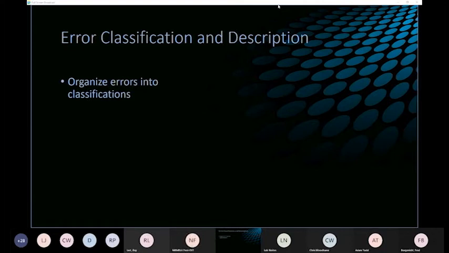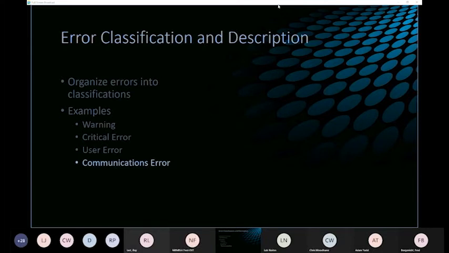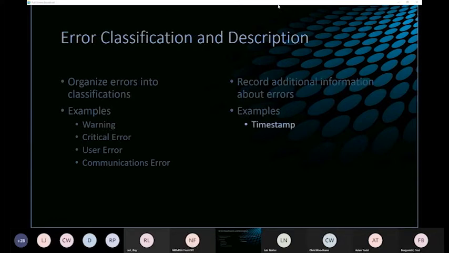So we talk about error classification. That's where we organize errors into different classifications. Some examples of that are warnings, critical errors, user errors, communications errors. In any case, we're going to probably want to record additional information about these errors as they occur. For example, definitely a timestamp. It's always a good idea to know when errors are occurring.